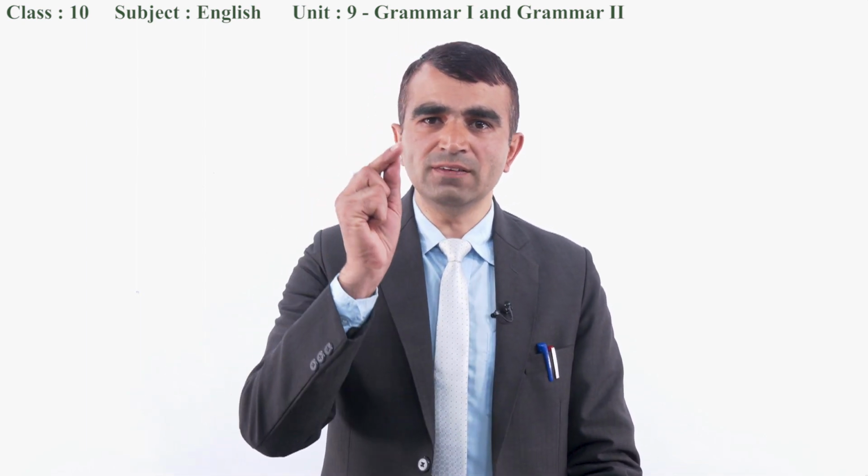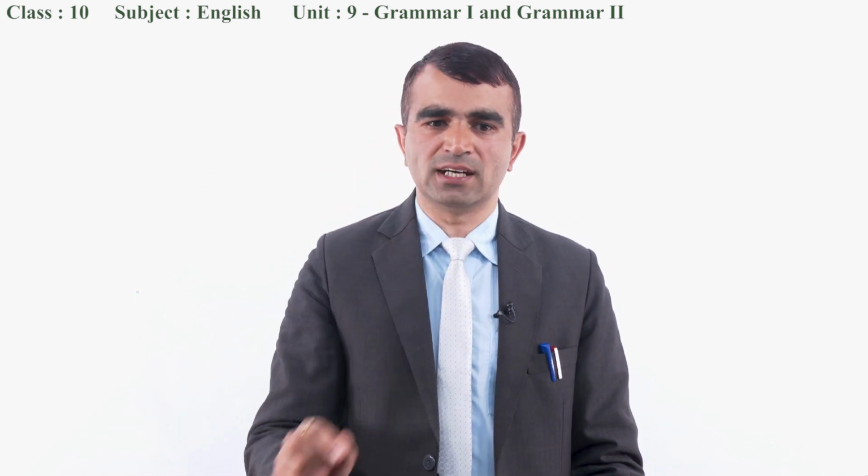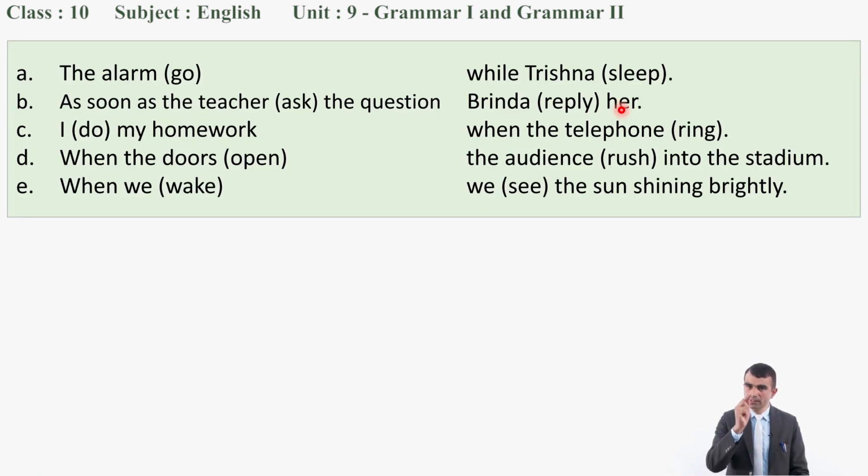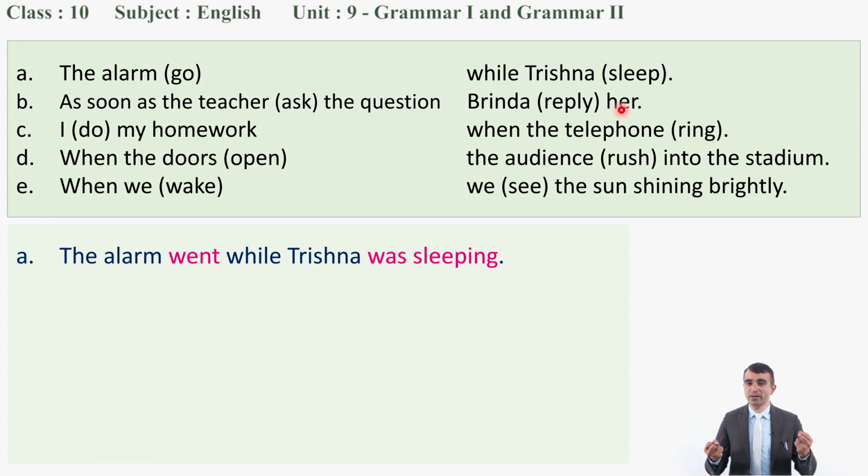Now the alarm go while Trishna sleep. Which one is event? Which one is circumstance? Alarm go, event or circumstance? Event. Very good. Second part, while Trishna sleep, event or circumstance? Circumstance, situation, setting, isn't it? So how do we write? Everyone please say loudly. Great, excellent. Now that is, the alarm went while Trishna was sleeping.